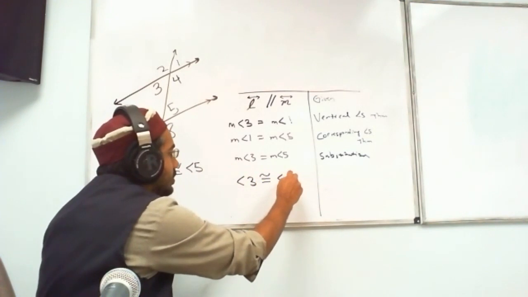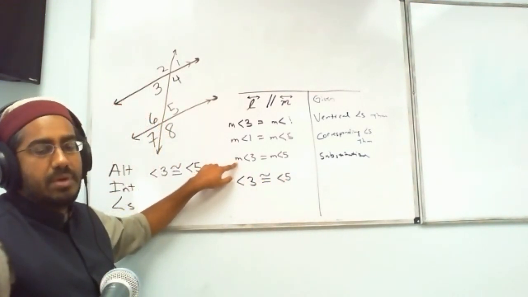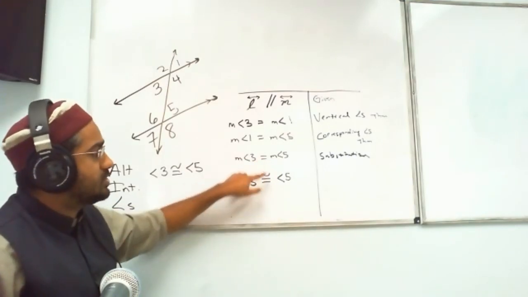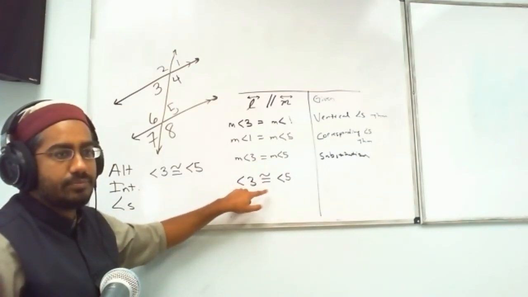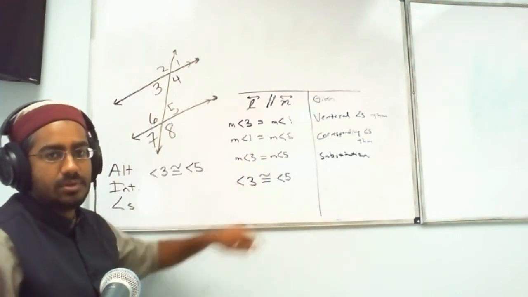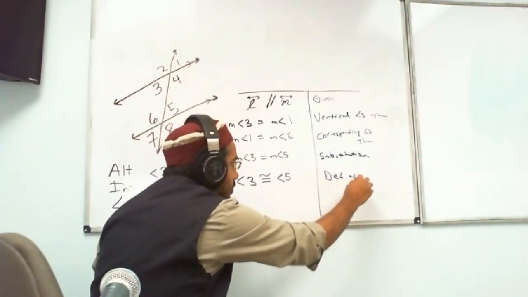Congruence, right? So here, you see this little m? This just means measure. The measure of angle 3 means it's degrees, right? So the measure of this is equal to the measure of that, and therefore they are congruent. So you see, I just changed the symbol a little bit. I'm no longer writing the measure. I'm just saying this angle is congruent to this angle. So that's called the definition of congruence.